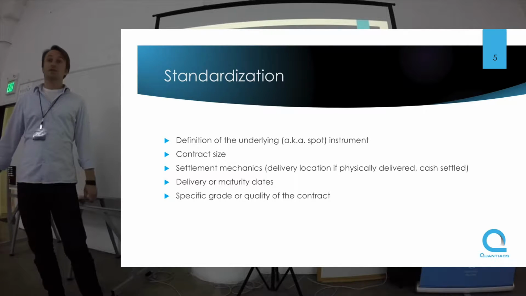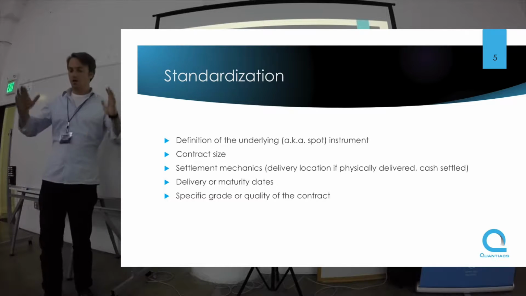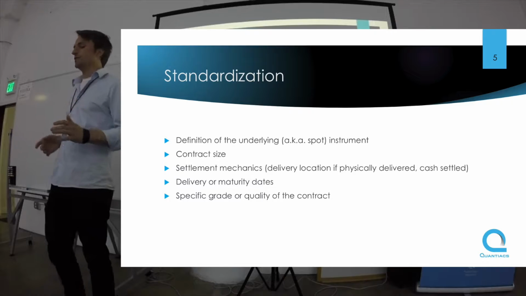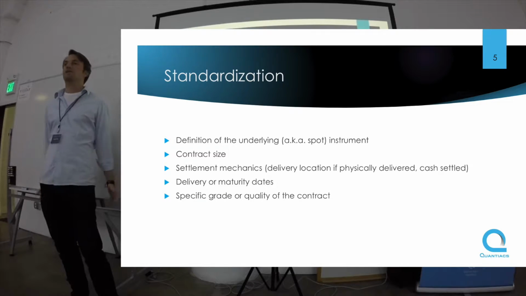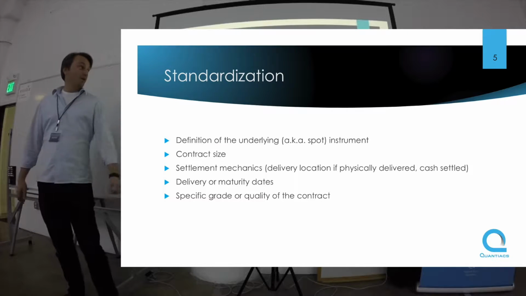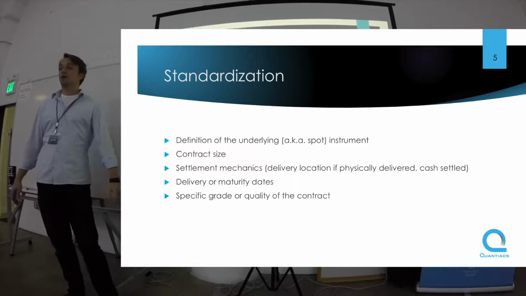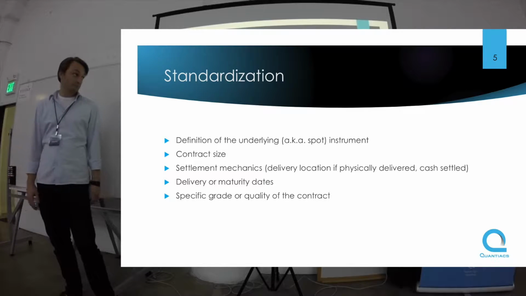The second thing is the contract size. So it's also specified every future for, say, West Texas Intermediate crude oil on the CME has the same contract size, 1,000 barrels. This is also something that is standardized. Then, of course, the settlement mechanics. So if I buy oil, where do I get it? When do I get it?